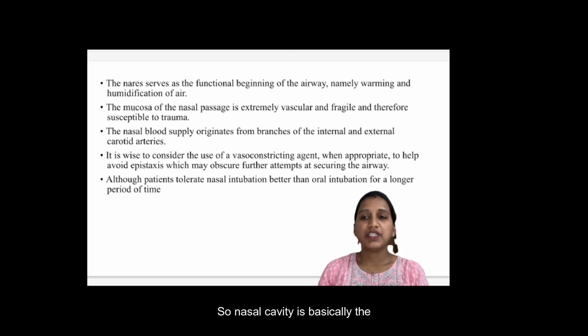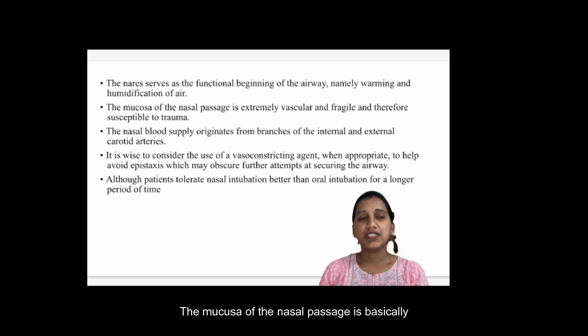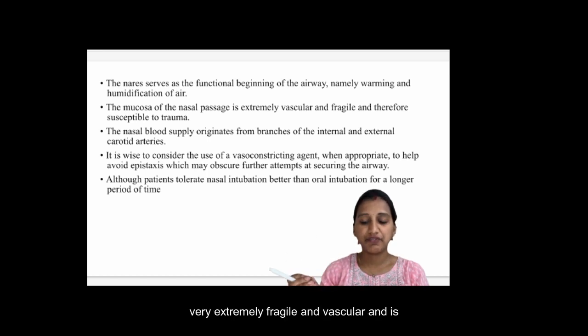So the nasal cavity is basically the functional beginning of the airway, and it helps in warming and humidification of air. The mucosa of the nasal passage is extremely fragile and vascular and is susceptible to trauma easily. It is supplied by the internal and the external carotid artery, through its branches, that is the anterior ethmoidal nerve and the sphenopalatine nerve.